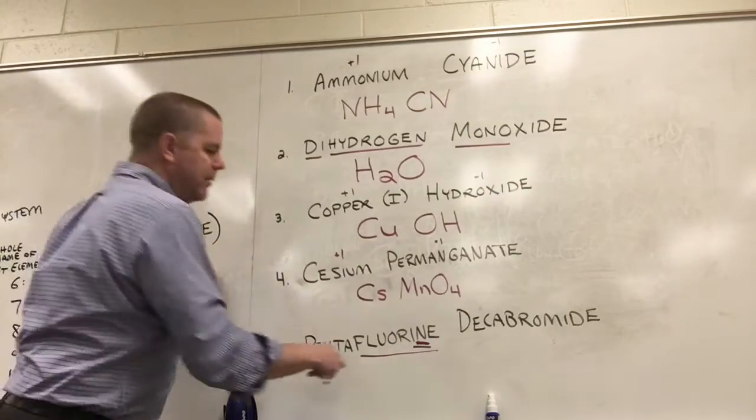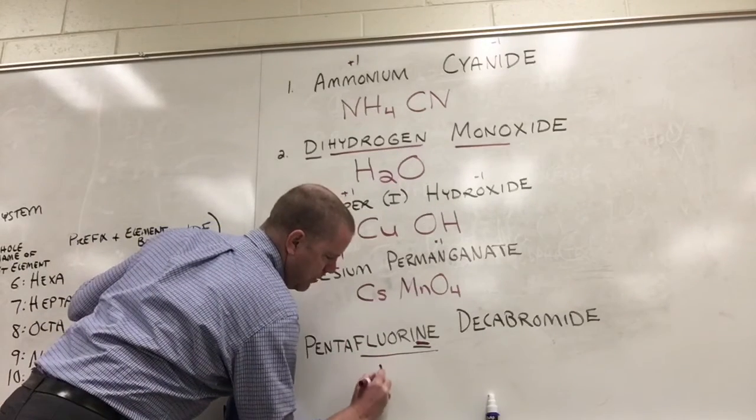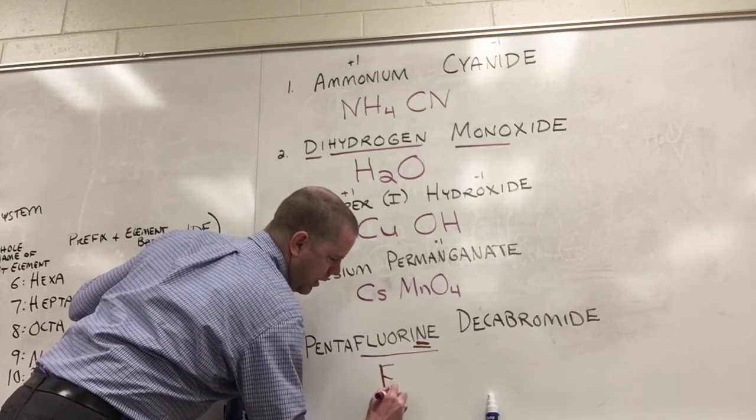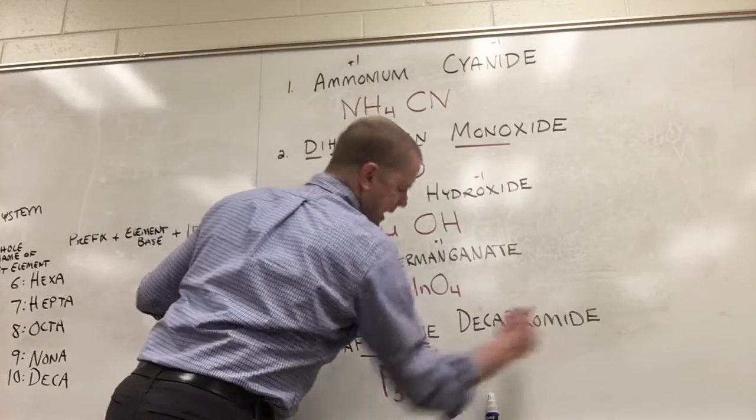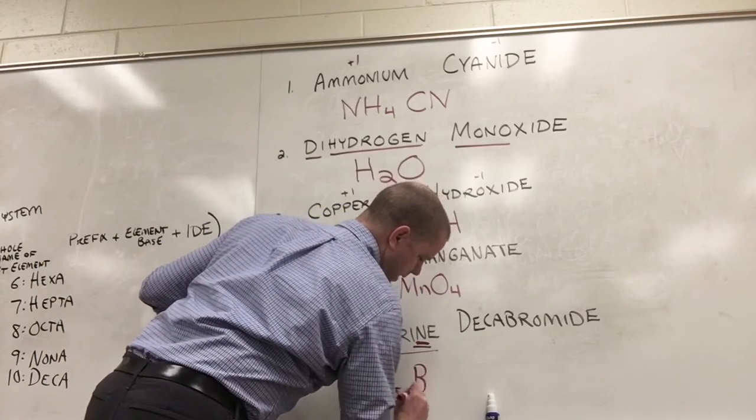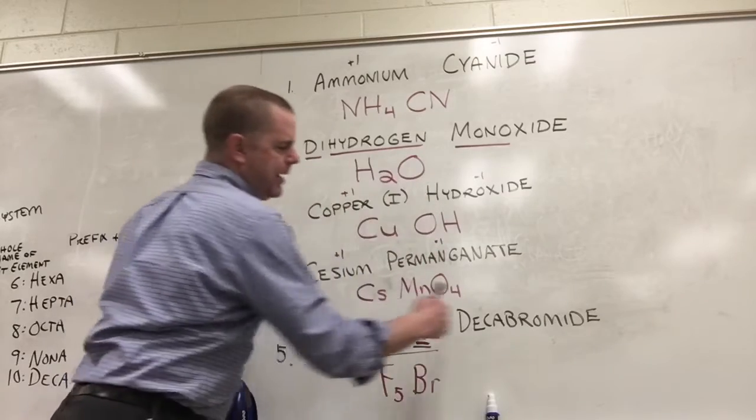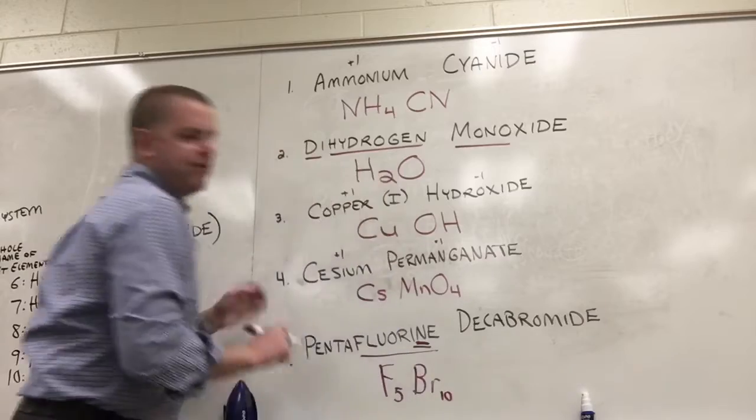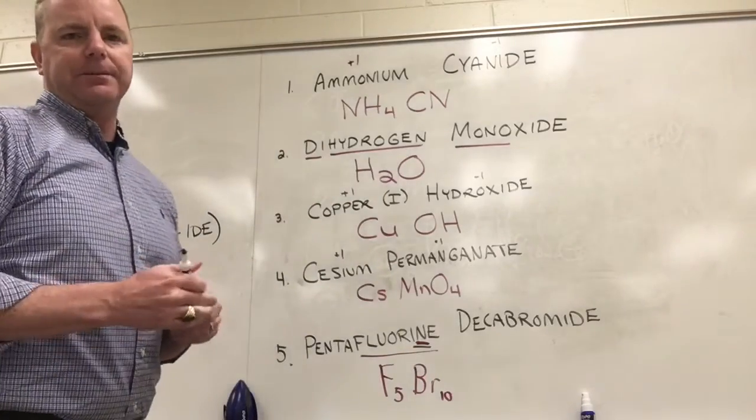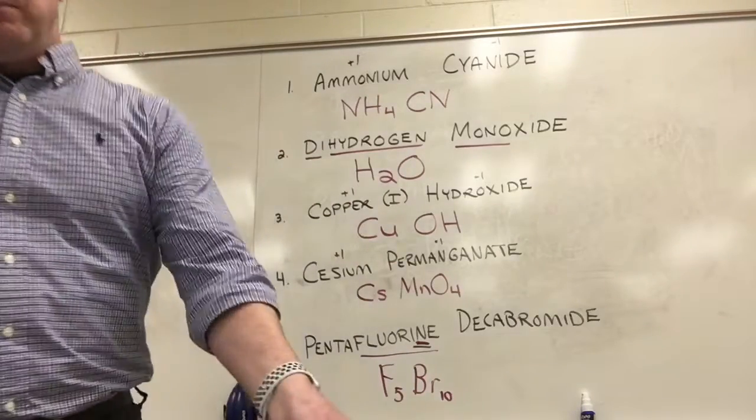All right, so fluorine is F. Penta implies that there are, indeed, 5 of them. Okay? Bromide is the element bromine. That's symbolized by a Br. And deca means we have 10 of them. So this is F5Br10.